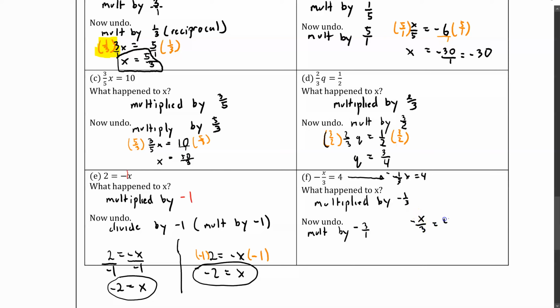Okay, so here's the original problem. -x/3 equals 4. The inverse operation is multiplying by -3/1. Okay, on the left-hand side, now what will happen is 3/1 times 1/3 is 1. And then because we have a negative times a negative, it's going to be simply x. And then on the right-hand side, we have 4 times -3, which is -12. And that's it.